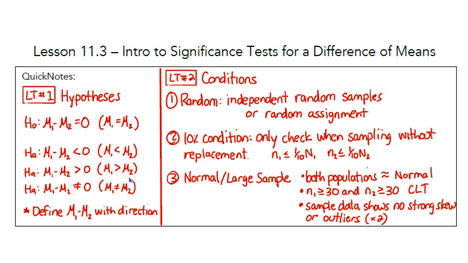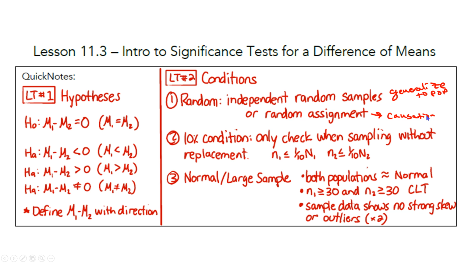I like these because this is what you actually see in your calculator when you do this. So I think it's a good idea to use these. But do define mu1 and mu2 with direction. It is like the difference in mean whatever, this minus this. That's what you're going to say. Now here we're moving away, and this has always been the case, we just haven't talked about it very much. Independent random samples or random assignment. Independent random samples let us generalize to a population. Random assignment allows us to talk about causation.